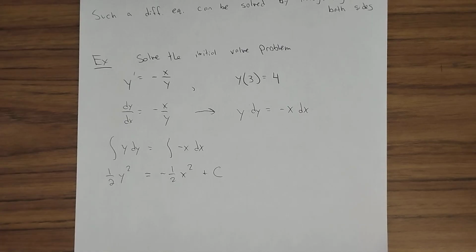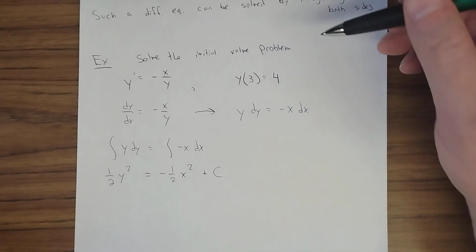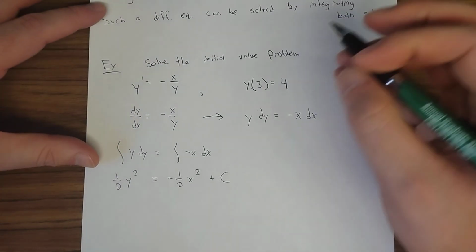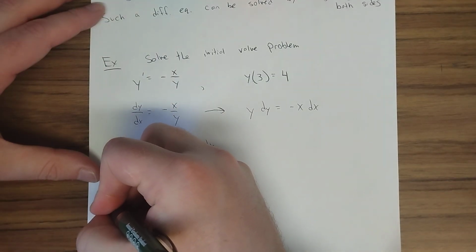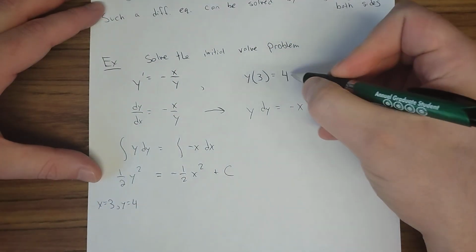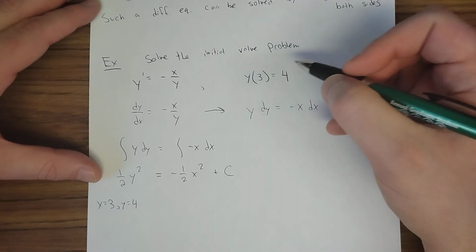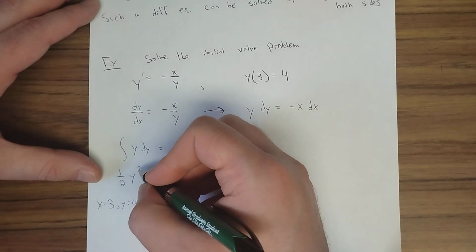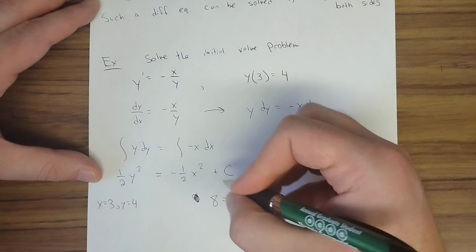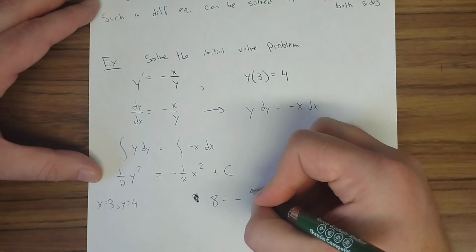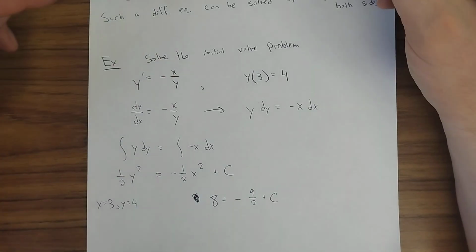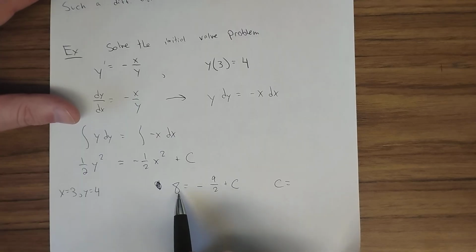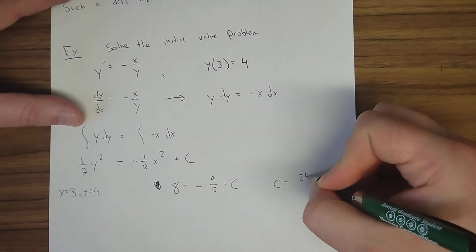Okay. For an initial value problem, we should be able to figure out c. So this is telling me that when x is 3, y should be 4. So when y is 4, this is 16. So 8 equals negative 9/2 plus c. So c is 16/2 plus 9/2, that's 25/2.